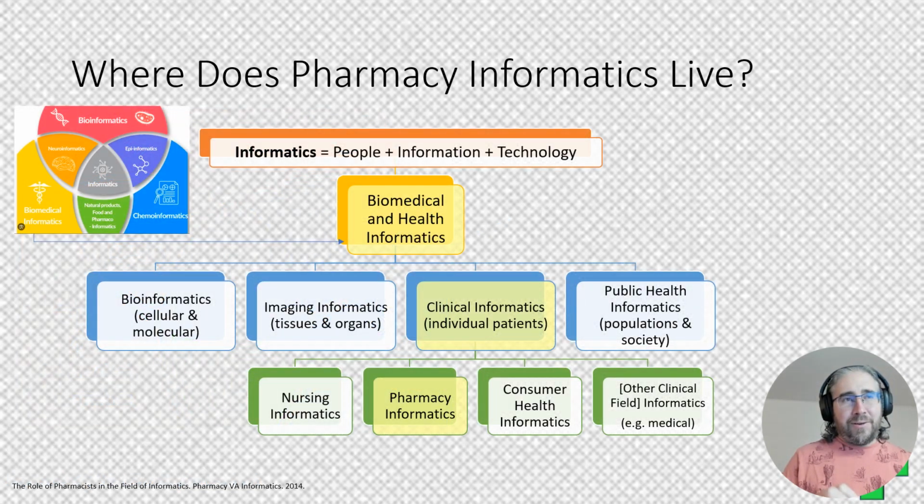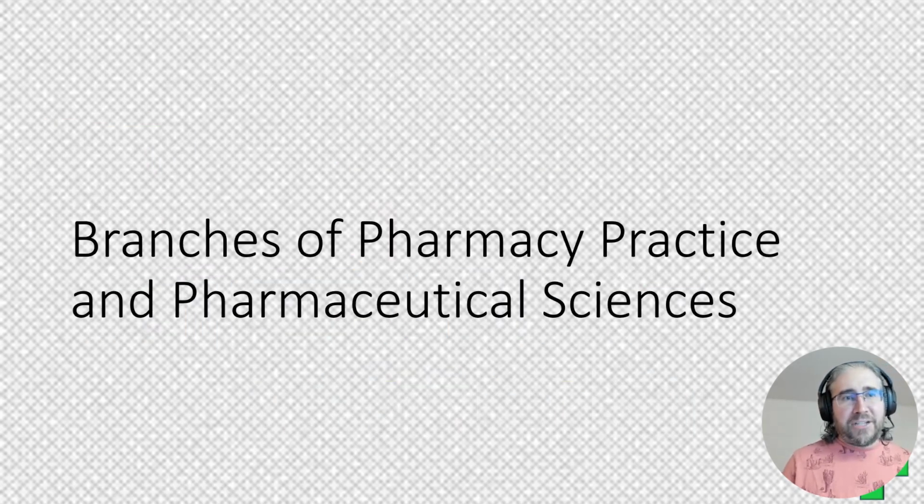So then if we go another level deeper, further into the field of biomedical and health informatics, there is clinical informatics, with pharmacy informatics as being part of the clinical informatics picture. And close cousins next to it and overlapping with it, it would be nursing informatics, medical informatics, etc. So we can see where in the informatics world where these different fields live. So next are the branches of pharmacy practice and pharmacy sciences.